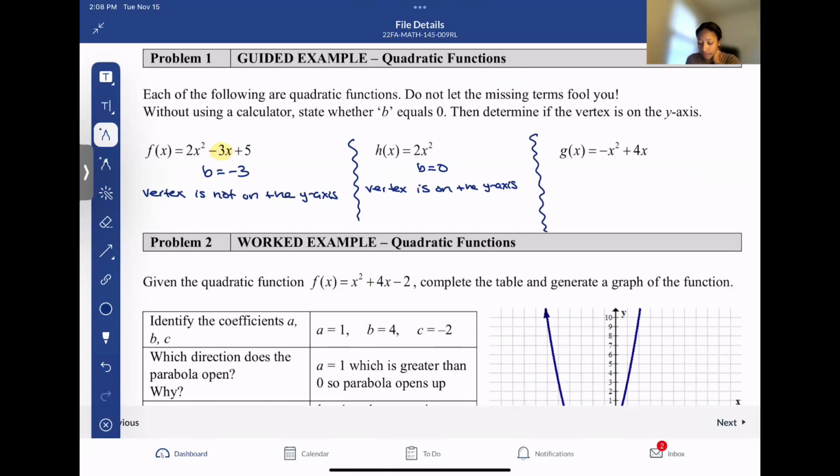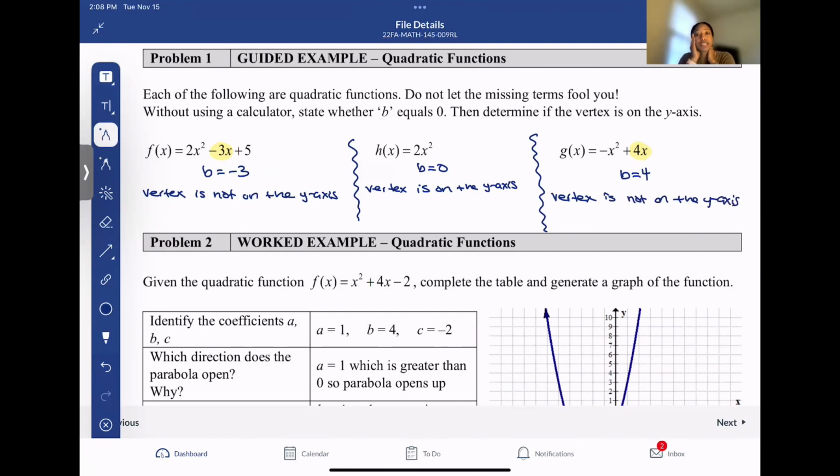All right, and then for the last one, g of x equals negative x squared plus 4x. Here, 4x is our b term. So it's a linear term. So b is equal to just the 4. We just want the number. B is equal to 4. That's not a 0. So we would say that the vertex is not on the y-axis.